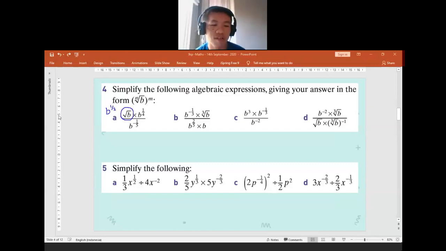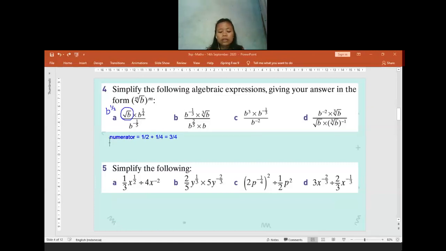So now we can simplify the power. For the numerator, we have multiplication, so we can add the power. For the numerator, we have 1 per 2 plus 1 per 4. So in the end, we have 3 per 4, right? For the denominator, we still have negative 1 per 5. So now we can write it as b to the power of 3 per 4 divided by b to the power of negative 1 per 5.